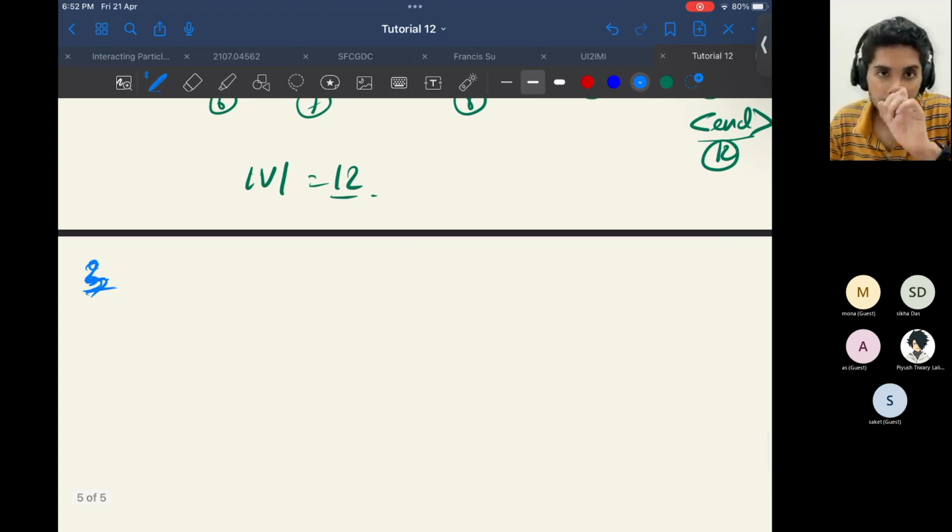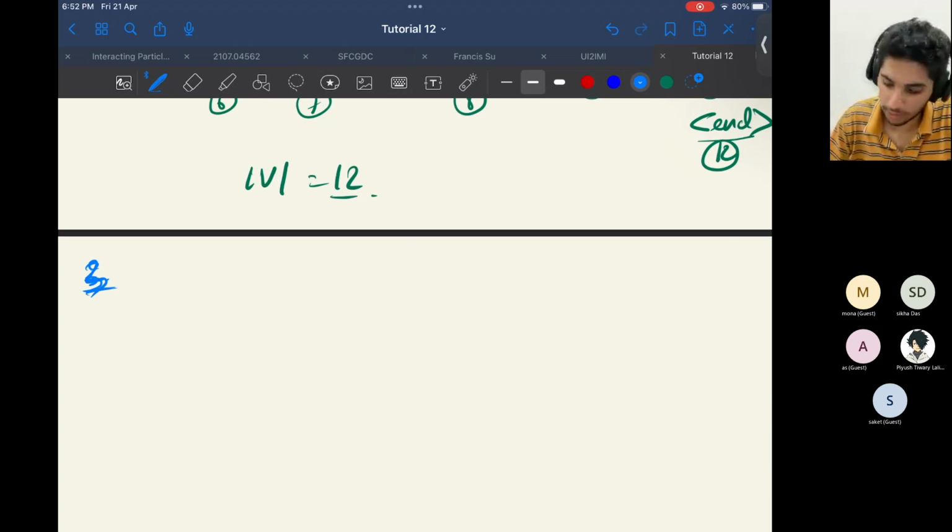Yeah. So let's see what the third question is. The third question is saying that we are performing the task of machine translation.